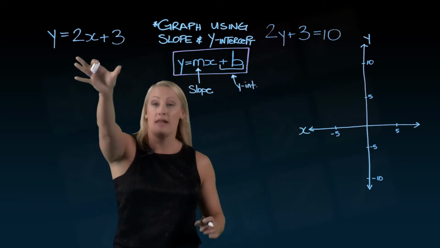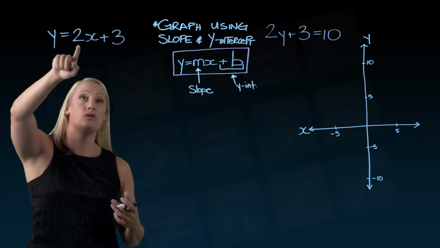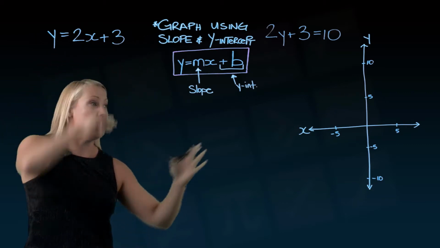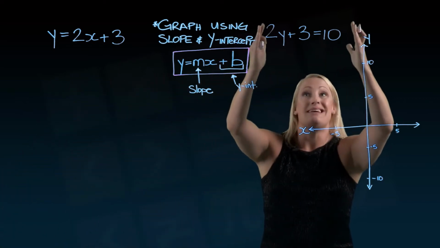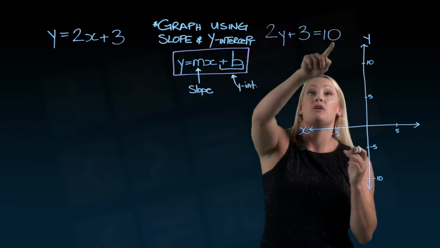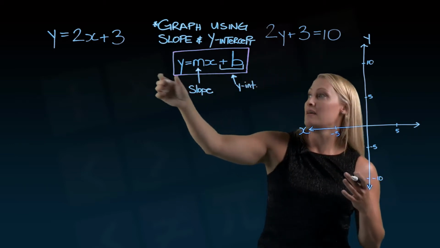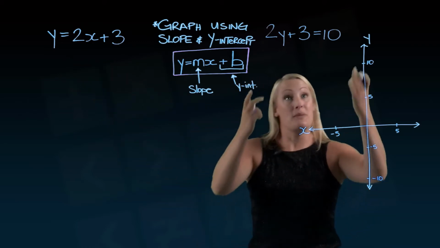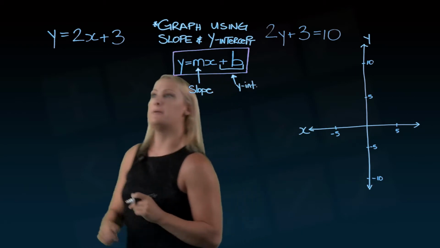So in looking at the equation of this line right here, I can tell you right away that the slope is 2 and the y-intercept is 3. We'll talk about graphing that in a second. If I look at this example that I have written here, 2y plus 3 equals 10, it's not in y equals mx plus b format like this one is. So I'm going to have to manipulate that a little bit. But let's start over here, and we'll come back to that in a second.